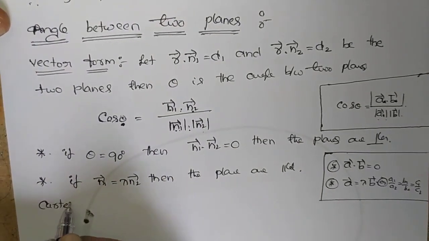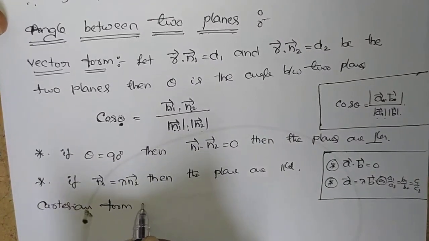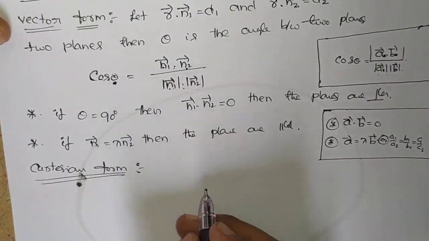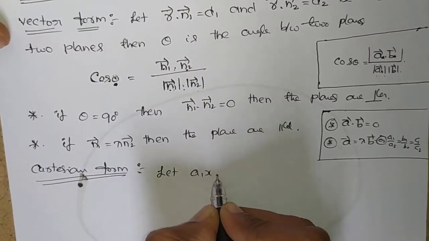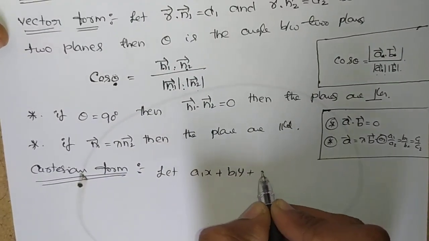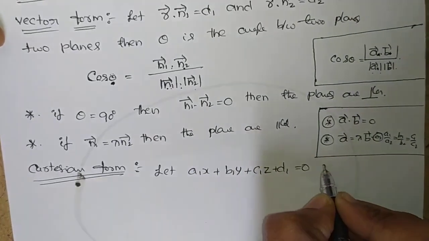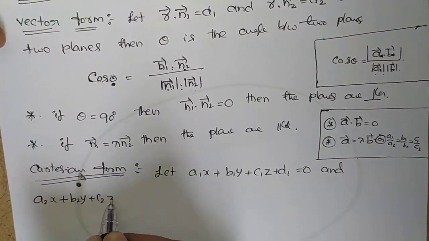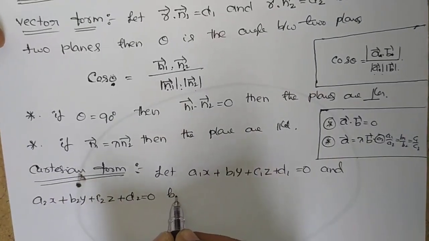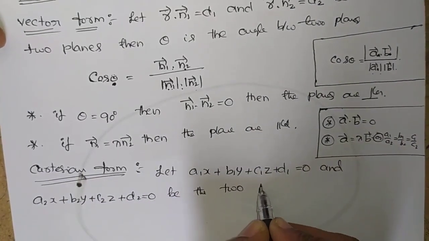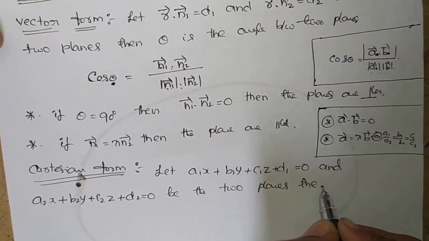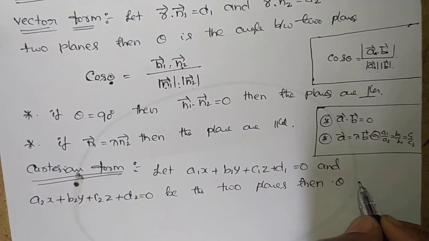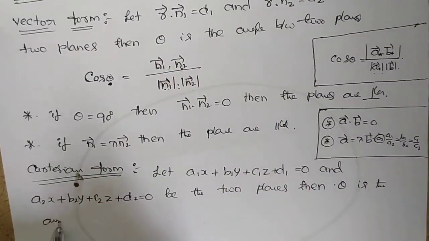What about the Cartesian form? Let a1x plus b1y plus c1z plus d1 equals 0 and a2x plus b2y plus c2z plus d2 equals 0 be the two planes. Then theta is the angle between them.